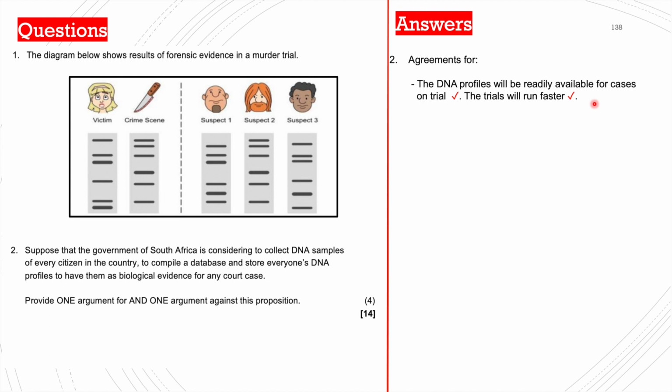Okay, so just like that, if the government already has DNA profiles, and then there's a murder trial, they would already have these DNA profiles in their database, and if they get a suspect, then they conduct a DNA profile on those suspects and they pit them against what they already have in their database. The trials will run faster instead of when they have to do new DNA profiles from scratch.